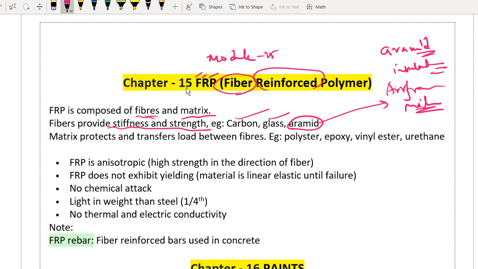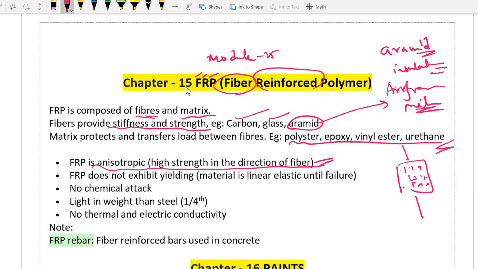So basically these fibers will be mixed with our polymer or let us say our matrix which is polyester, epoxy, vinyl ester, urethane etc. When you add them, your FRP is ready. FRP is anisotropic, meaning the strength will not be same in all the directions. Okay, let us say you have reinforced it like this. The direction in which you have reinforced, right, only in that direction the strength will be extremely high. In other direction the strength will not be that high. Okay, so it is an anisotropic. High strength is in the direction in which you have applied these fibers.